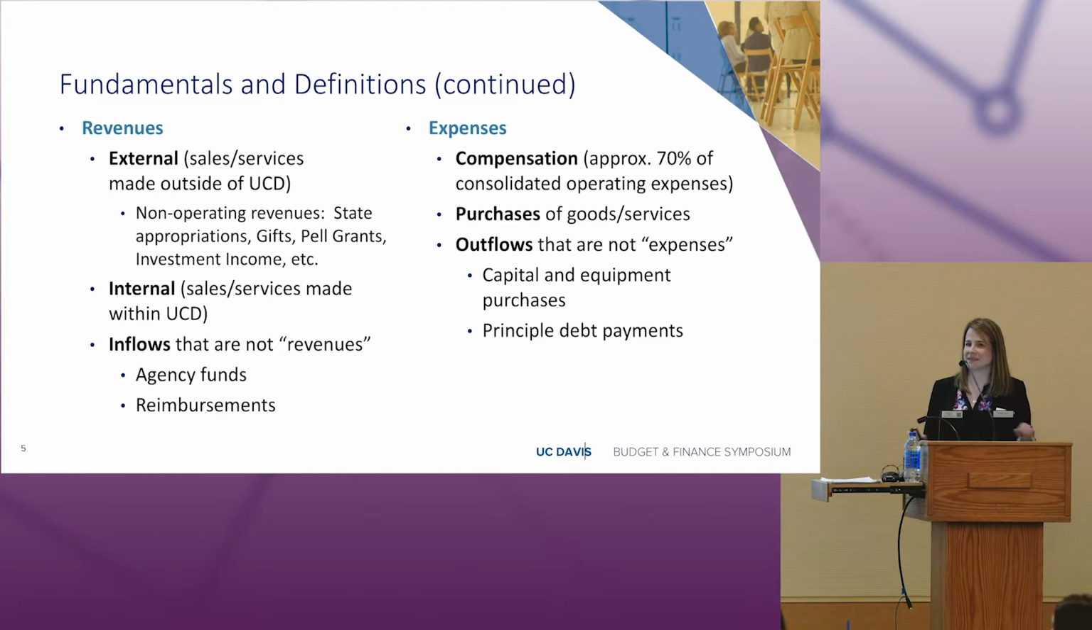All right, expenses. Is it any surprise to anyone in this room that 70% of our expenses are compensation expenses? Probably not. We're a very highly human-based organization, right? A lot of people work here, with a lot of benefits related to that, salaries and wages, but total compensation expense is about 70%, and that includes the medical center. So it's a huge part of our expenses here at the university.